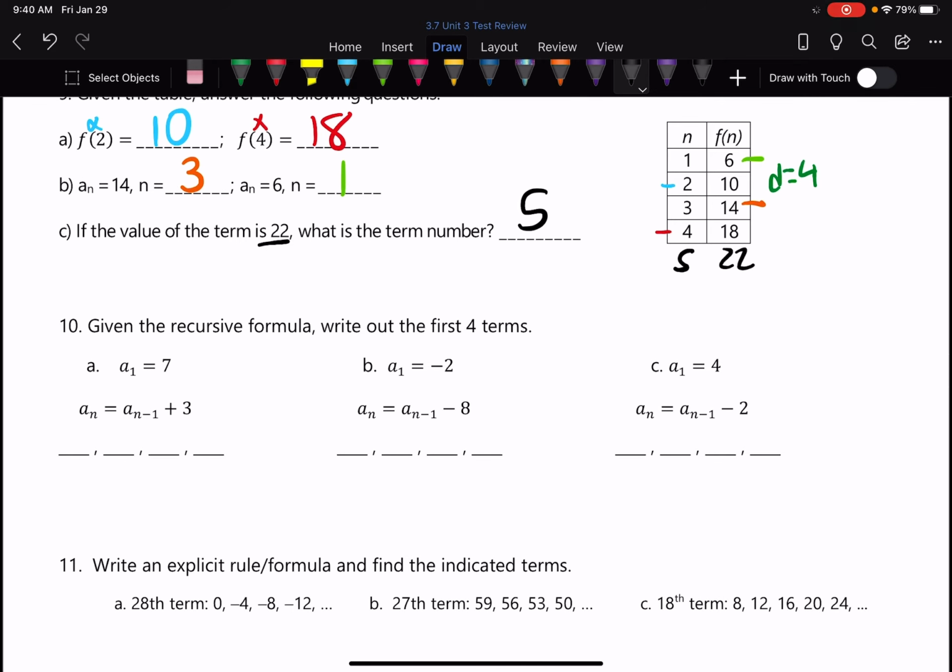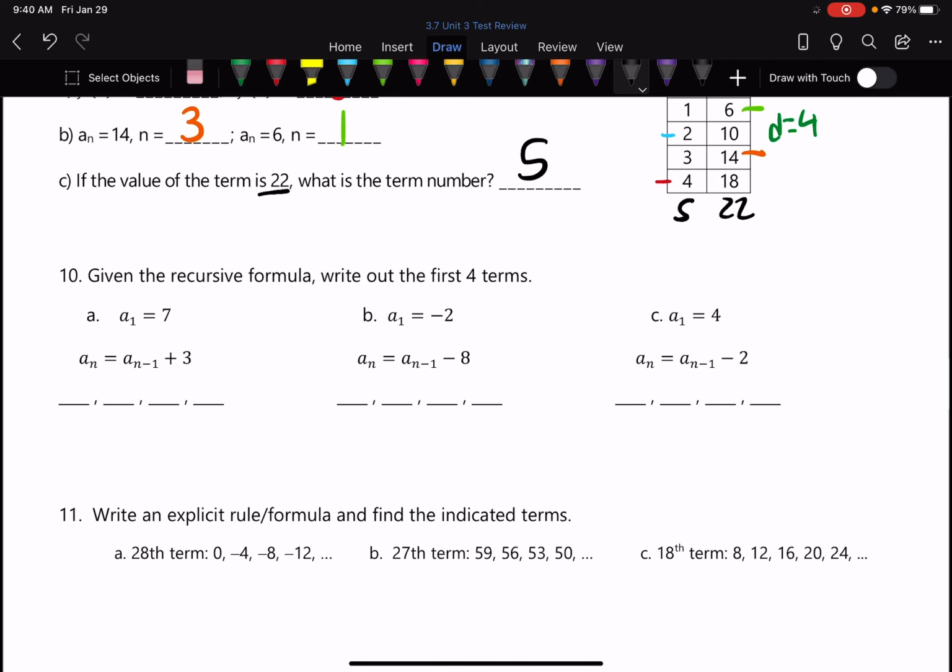All right, let's go on to problem 10. It says, given the recursive formula, write out the first 4 terms. So I've got my initial term, a sub 1 is 7. Then it tells us that our difference is positive 3. So we're going to add 3 each time. 7 plus 3 is 10. 10 plus 3 is going to give me 13. And 13 plus 3 will give me 16.